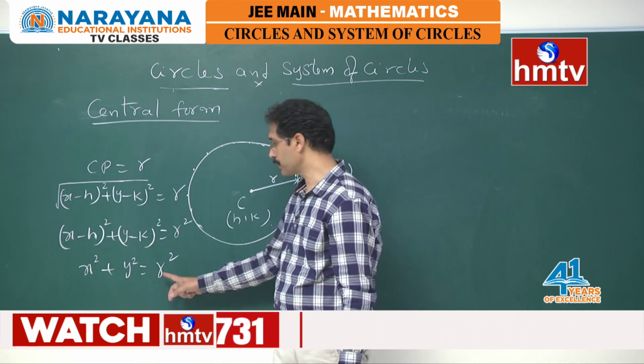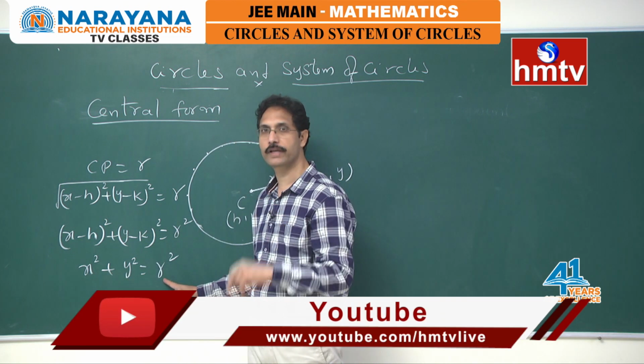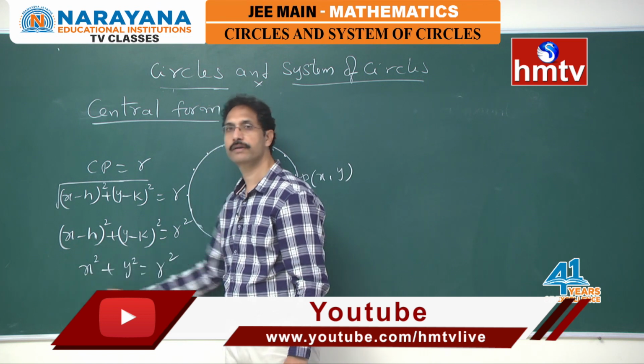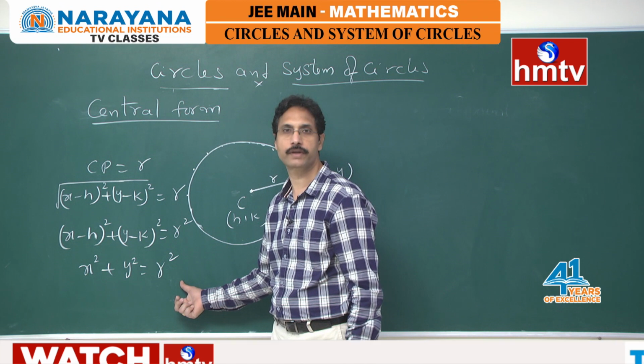So here it depends only on the radius. So the number of unknowns is only one. It is very easy to calculate everything for this circle. This is called the standard equation of the circle.